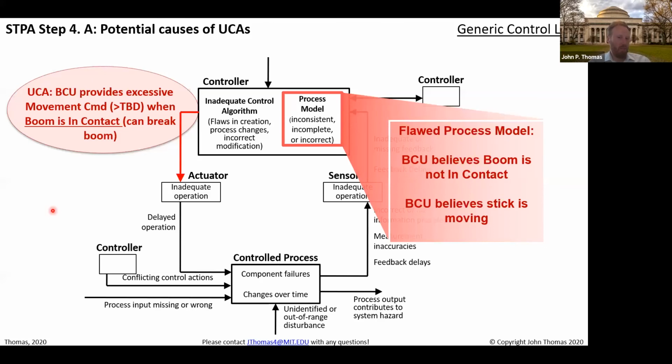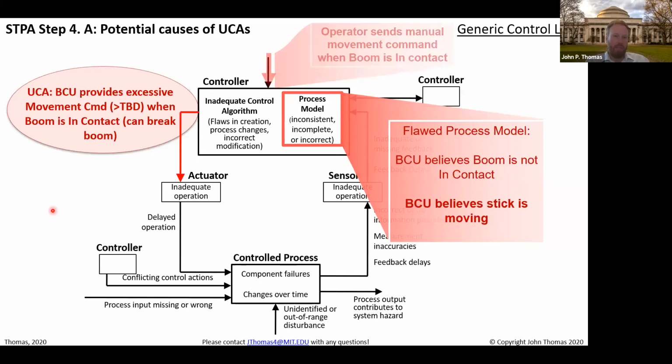So let's look at both of these. You see this is a slightly more complex case than what we had before. So let's look at the last one. Let's look at how it can believe the stick is moving. Well, the stick could actually be moving. It doesn't even have to be a false belief. It doesn't contradict anything in the UCA. The operator could have actually sent a manual movement command when the boom is in contact.